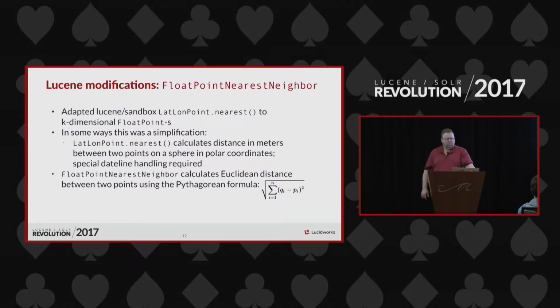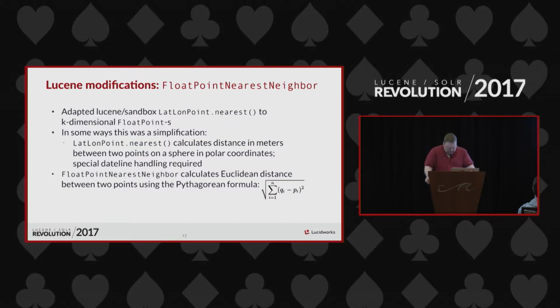Finally, there is no nearest neighbor search for arbitrary points in Lucene at this point, but I was able to steal the idea from the latitude-longitude point, which has one. That's in the sandbox module in Lucene.